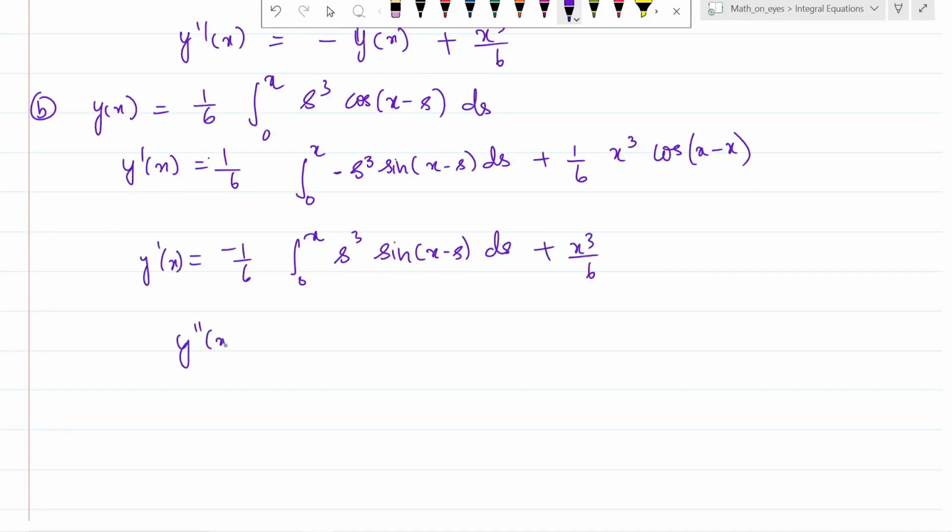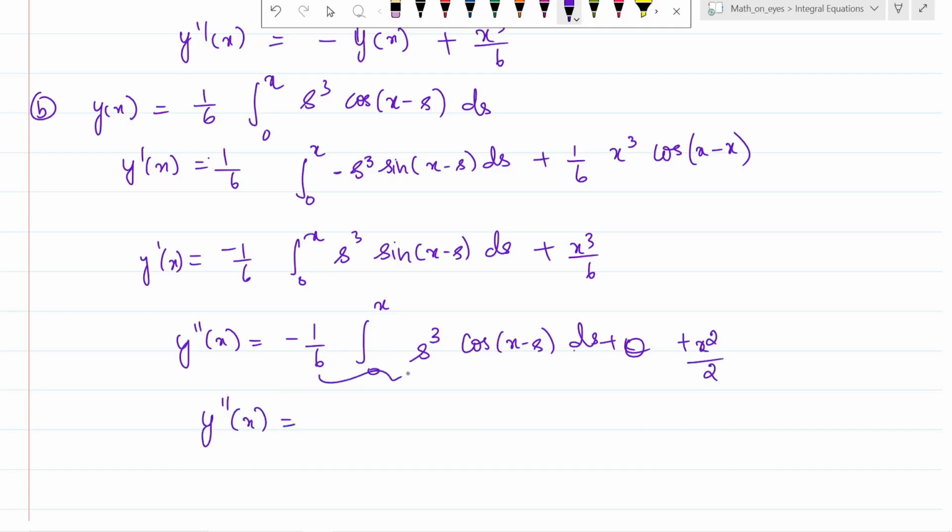Now again differentiate. y double dash of x is equal to minus 1 by 6 integral 0 to x s cube into cos of x minus s into ds. And here sine of x minus x will give you 0, right? So it is not necessary. You will find 0 here, plus 0, and the lower limit is again 0. When you take the differentiation of a constant, you will find it 0. The lower limit part is also 0, upper limit part is also 0, and you have to differentiate this one. So this differentiation is x squared divided by 2. So we get y double dash of x is equal to, this part is actually y of x, so minus y of x plus x squared. So it is y double dash of x plus y of x is equal to x squared.